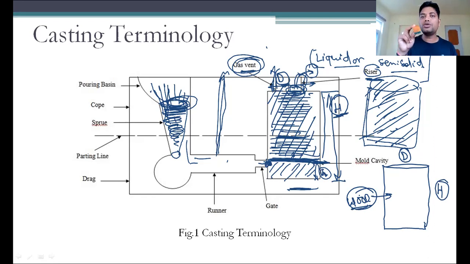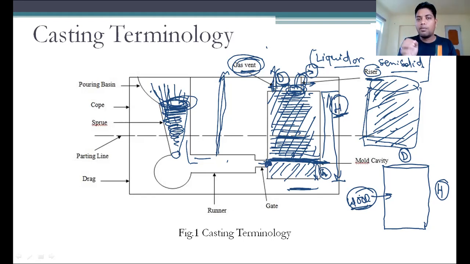So for an example, I want to make this casting pattern. First of all, I create a pattern of the same height, length and width, out of wood. Then the gate part is connected, and near the gate I keep this pattern, and then I fill the molding sand and press it.